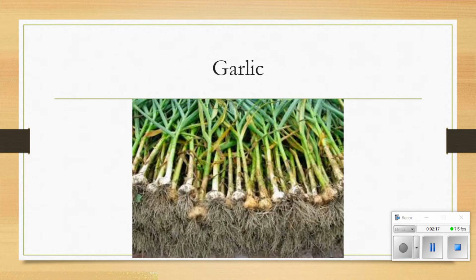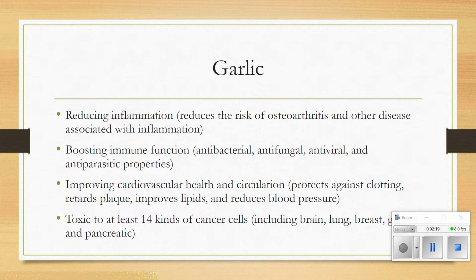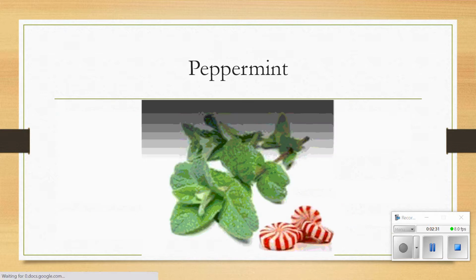Garlic. Not only does it ward off vampires, it also wards off cancer. So it's toxic to at least 14 kinds of cancer cells. It improves heart health and circulation. It boosts immune function and reduces inflammation.